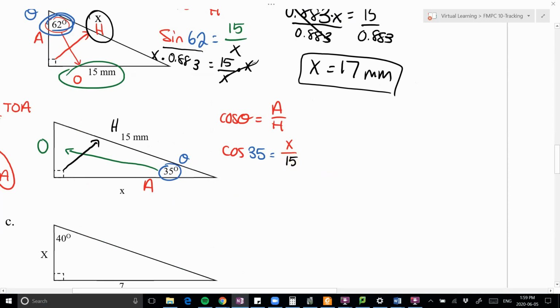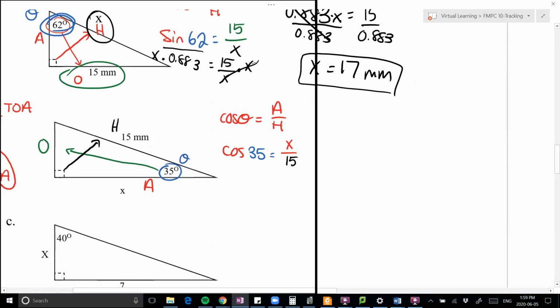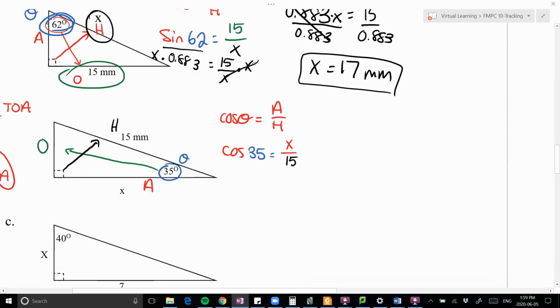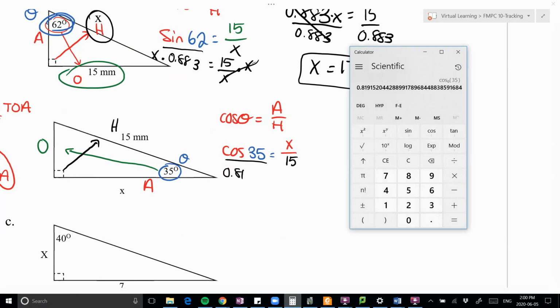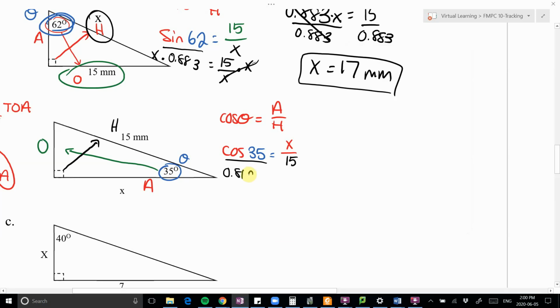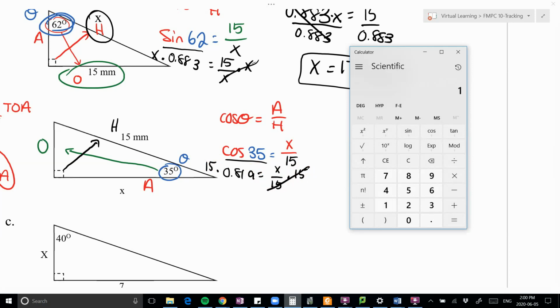So once again, to solve this, we need to get x by itself. And if I have this cos of 35, that's 0.819, so it's going to be 0.819 x over 15. So if we have a fraction, we want to get rid of that fraction. We do that by multiplying by the denominator, which will cancel that fraction. So we'll just be left with the numerator. So I'm going to have 15 times 0.819 is 12.285.